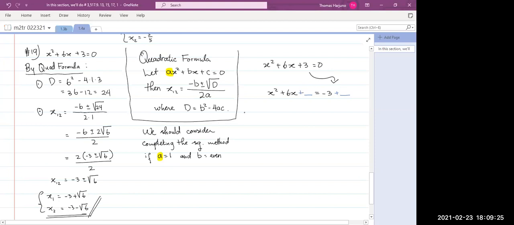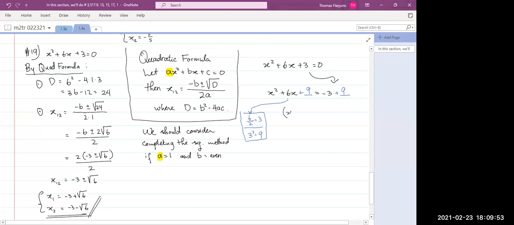Now once the leading coefficient is 1, then you take the coefficient of x divided by 2. Always divide by 2. Whatever the quotient, you square it. Now that is the number you add to both sides to complete the square. Okay, always divide by 2. After you get the quotient, you square it.